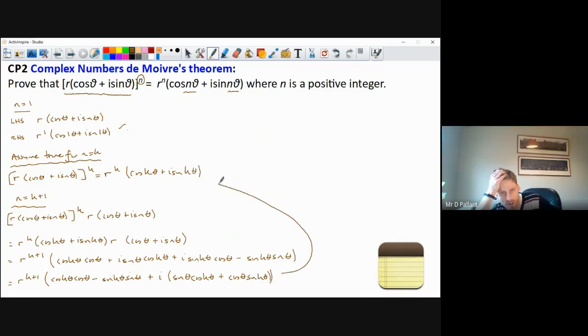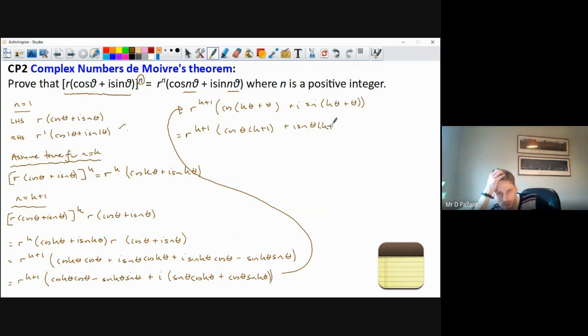Okay, and then let's come over here. r^(k+1), and then that is cos of (k theta plus theta). Remember, the compound angle for cosine has the opposite sign. And the other one is sine of (k theta plus theta), which could also be written, factorised out theta, as k plus 1 times theta, like so.